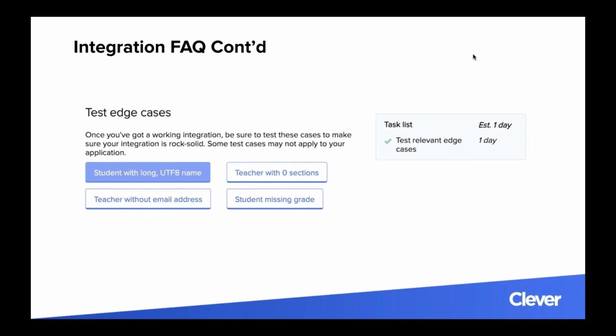Okay, so how can I test edge cases in Clever? You can now test your integration directly in your app dashboard by heading over to your library tab. We have a built-in integration guide in the dashboard that will walk you through all the steps to get your integration up and running.